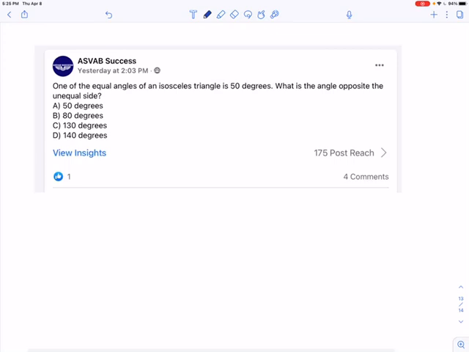So this question says, one of the equal angles of an isosceles triangle is 50 degrees. What is the angle opposite the unequal side? All right, so I like to visualize things. So I'm going to draw an isosceles triangle. An isosceles triangle has 2 angles that are equal to each other, that are considered the base angles, and then just one angle that's like its own thing right there, okay?